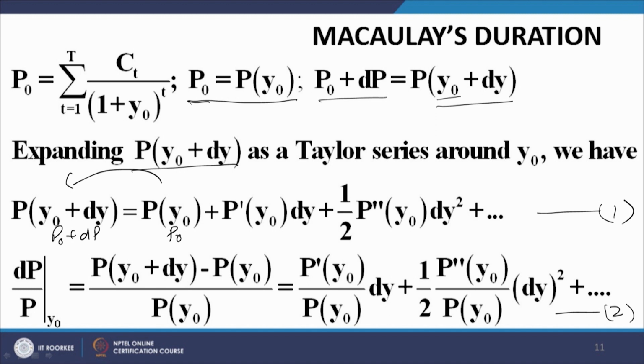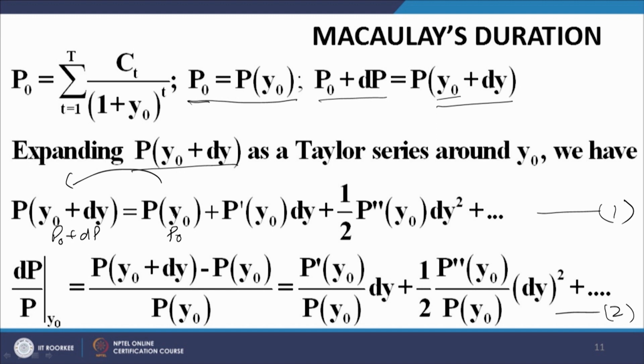So, using that P of Y0 plus dy is equal to P0 plus dP, and P of Y0 is equal to P0, the P0 and the P0 cancel out, and we get dP upon P0, which is the factor that we are dividing throughout. We get dP upon P, that is the percentage change in price due to a change dy in the YTM, given by the right hand side, which is this expression.